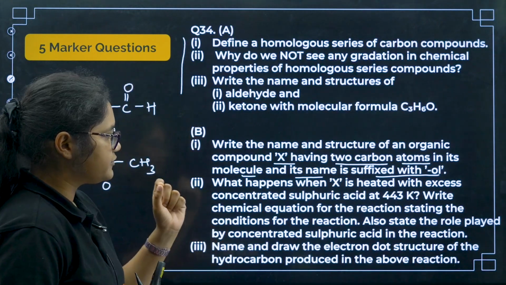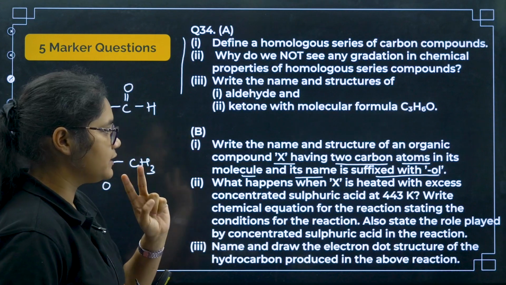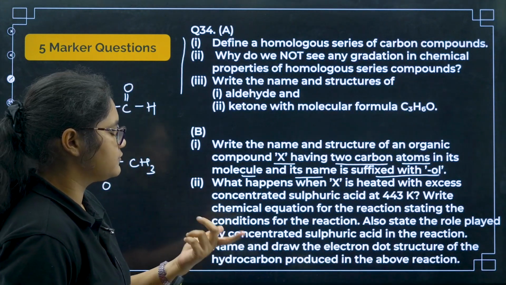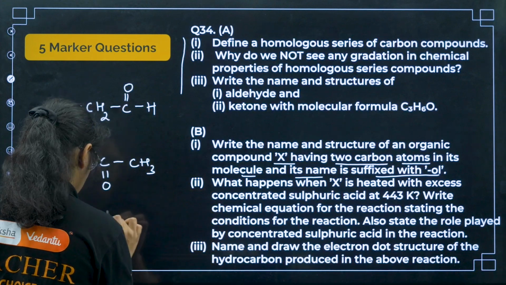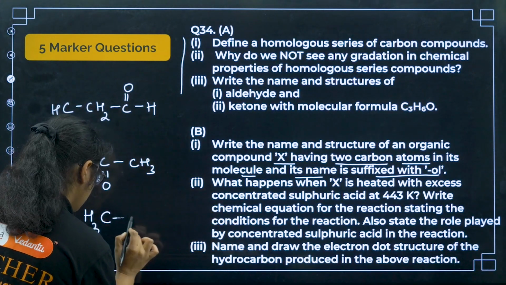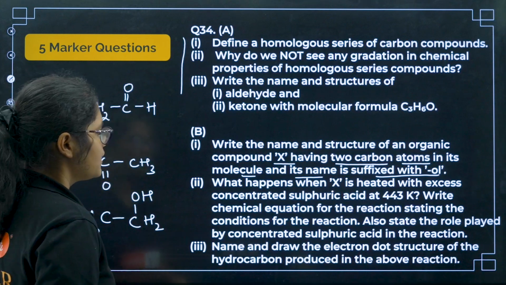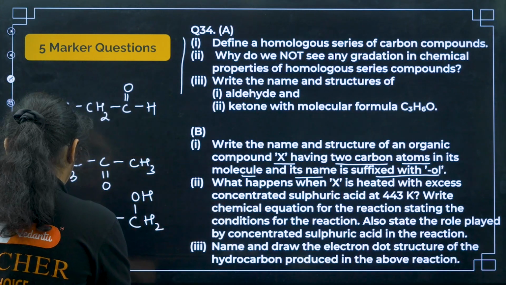So write the name and structure of an organic compound X having 2 carbon atoms in its molecule, and its name is suffixed with OL. So we can write like this, 2 carbon, right? So I can write CH3CH2OH. Okay, so this is my X.